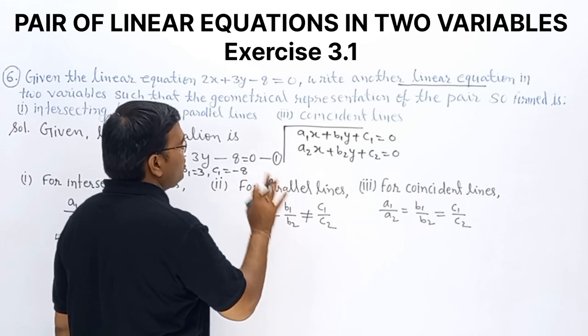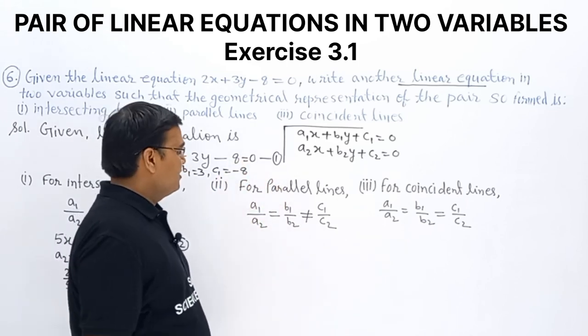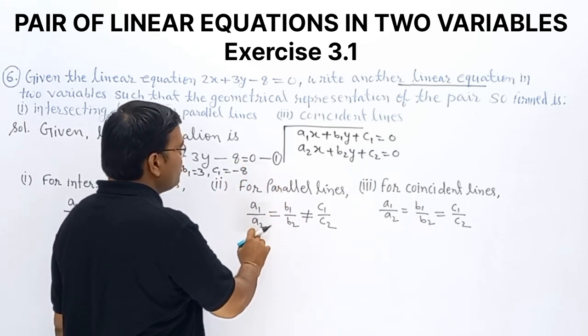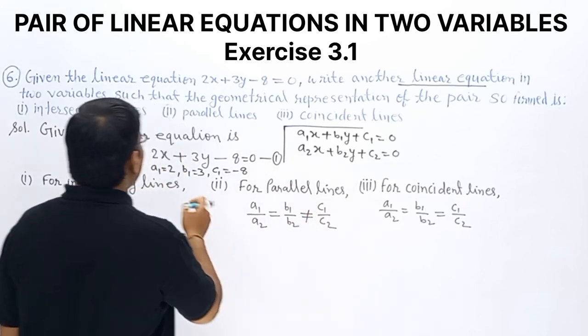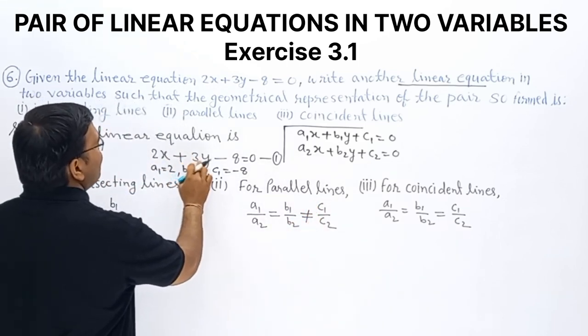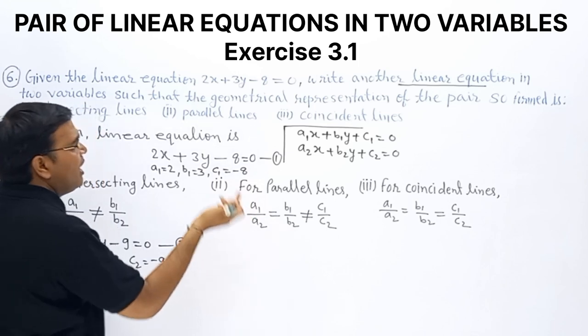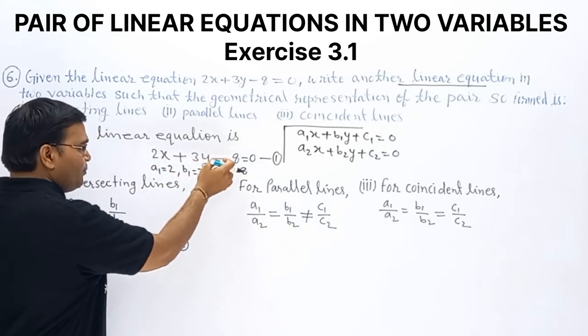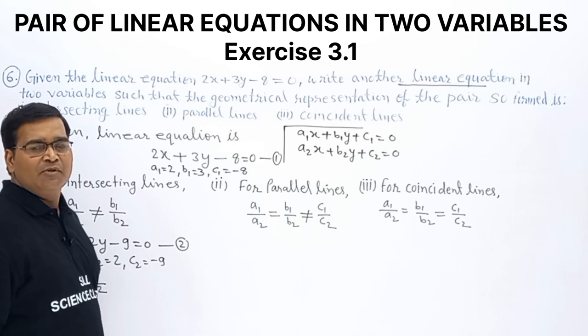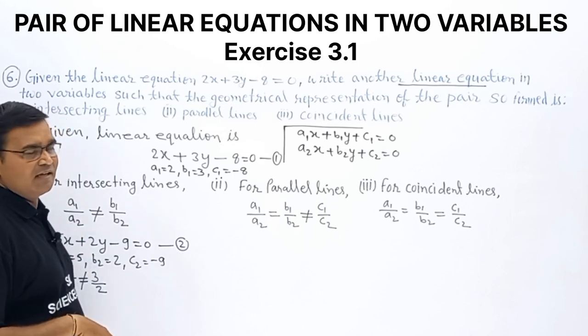This ratio and this ratio should be the same. This ratio should be equal to this one, but c1 upon c2 can be different. So we can use 2x plus 3y minus 8 equal to 0. Others are also possible, like 2x plus 3y plus 9 plus 5. So many we can consider.